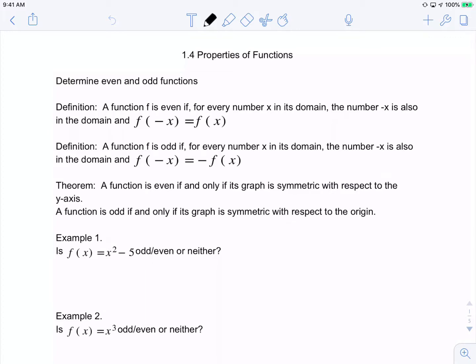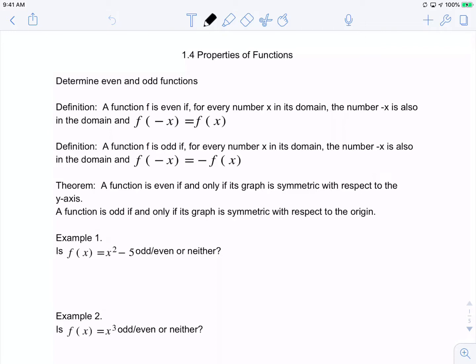Hello. Today we're going to be addressing section 1.4, properties of functions. So the first thing that I want to do is talk about how we determine if we have an odd, even, or neither function. Before we do that, let's talk about some definitions.